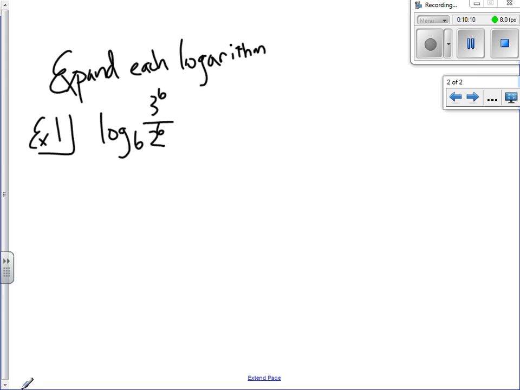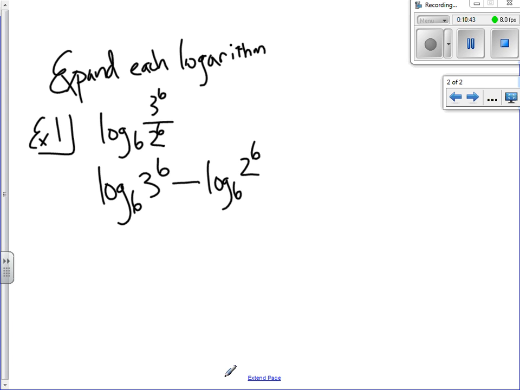Well, notice that we have a fraction. That's a quotient. That means we're dividing. So we can use the quotient rule right off the bat. And the quotient rule says the log of something over something is going to be the log of that top something minus the log of that bottom something. So I can rewrite my problem as log base 6 of 3 to the 6th minus log base 6, 2 to the 6th.